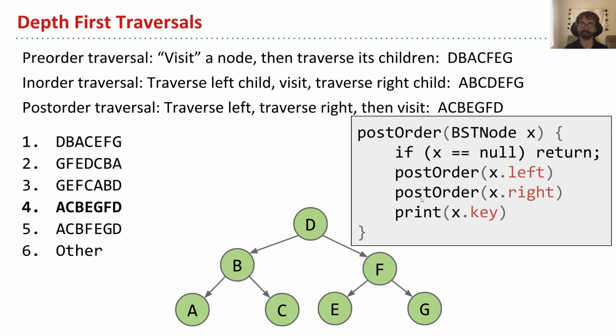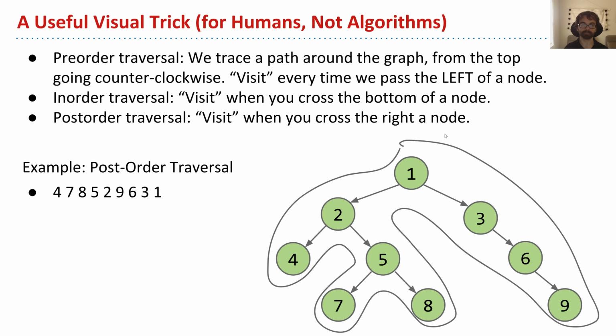So the correct answer is A, C, B, E, G, F, D. Now, just to give you a brief understanding of why, I don't want to step through this in as much detail, because hopefully you just did. What happens is, before we can print out D, we need to finish both of its left and right-hand sides. And that's why D ends up on the end. And so I'll leave it to you to carefully walk through this to convince yourself of this answer.